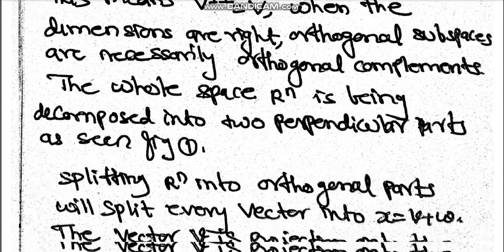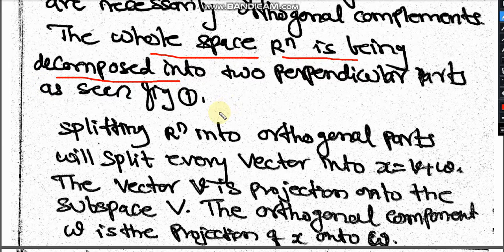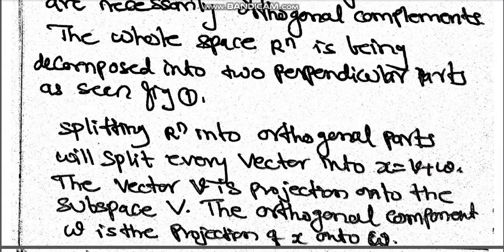Here you have the whole space R raised to n being decomposed into two perpendicular parts. As you have seen in figure 1, if you have R raised to n, I cannot have more vectors in terms of axes. I can have only these two vectors as two perpendicular parts. I cannot have a third axis or fourth axis perpendicular to each other, because I can have only one, two, that is, vectors in terms of minus and plus. They will be in the complements.